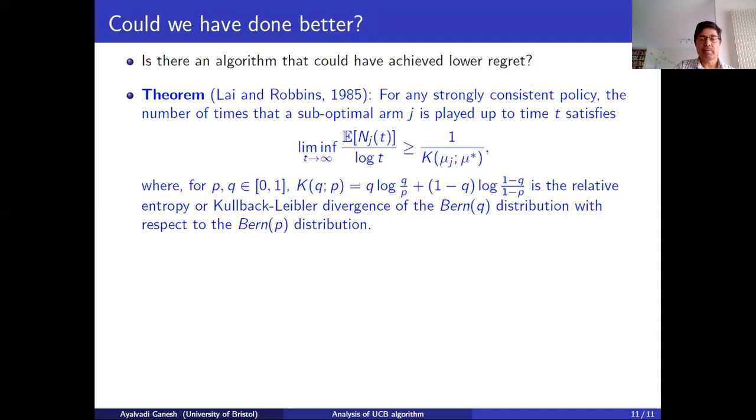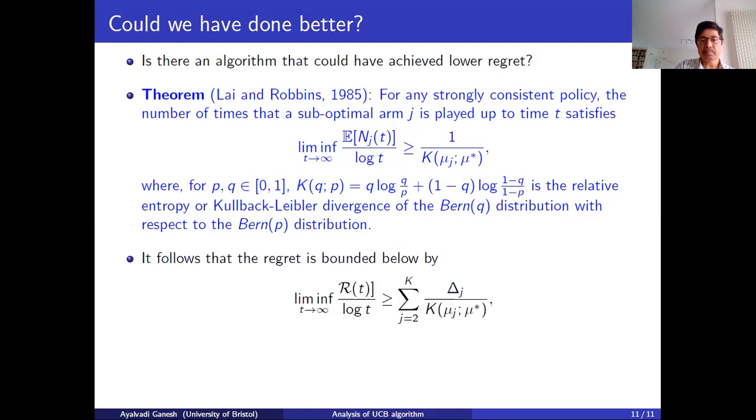Okay, so the theorem of Lai-Robbins tells us that no matter what algorithm you pick, it will have to play suboptimal arms at least log t times in t time steps. And so you will incur a regret which grows at least like log t. And the reason is that without playing it this many times, there isn't enough information to identify that arm 1 is better than arm j, to reliably identify that.